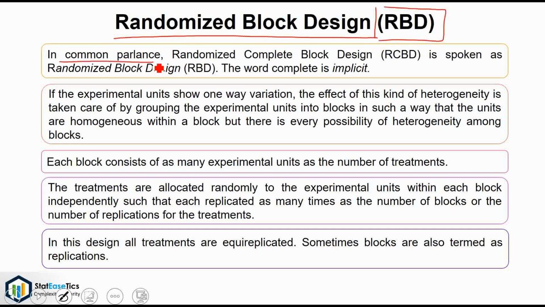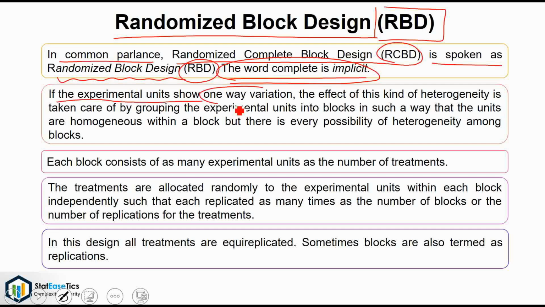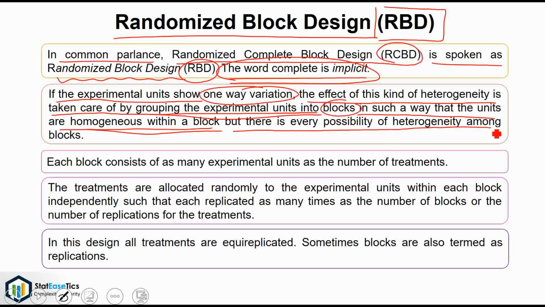In common parlance, Randomized Complete Block Design, RCBD, is spoken as Randomized Block Design, RBD. The word complete is implicit. If the experimental units show one-way variation, the effect of this kind of heterogeneity is taken care of by grouping the experimental units into blocks in such a way that the units are homogeneous within a block, but there is every possibility of heterogeneity among blocks.